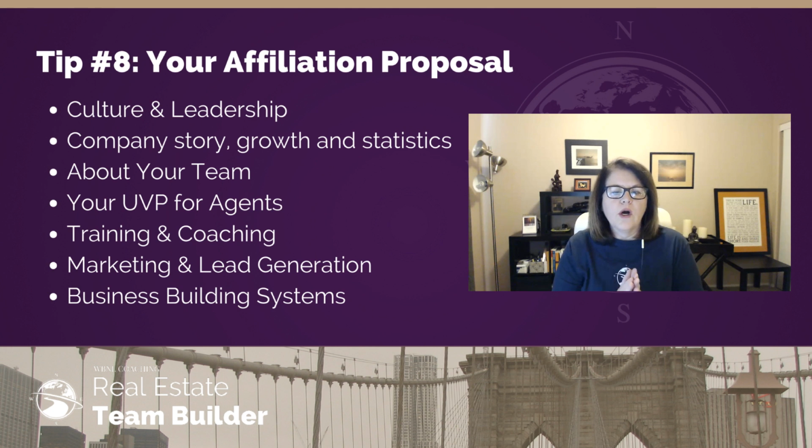Okay, so once you have figured out what your unique value proposition is, you're going to want to create probably just a PowerPoint presentation is what I'd recommend, or Keynote if you're a Mac user. But you're going to hit the key things. Here are the key things that need to be in this affiliation proposal, your recruiting presentation. One, about you. Remember, we talked culture and leadership. It's got to be about what's in it for them.